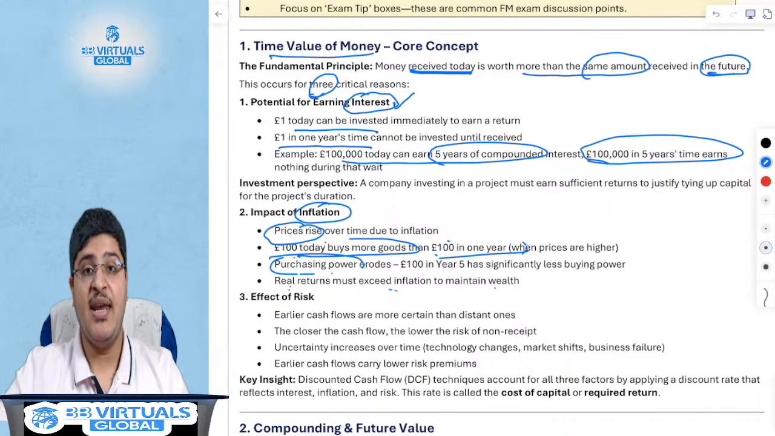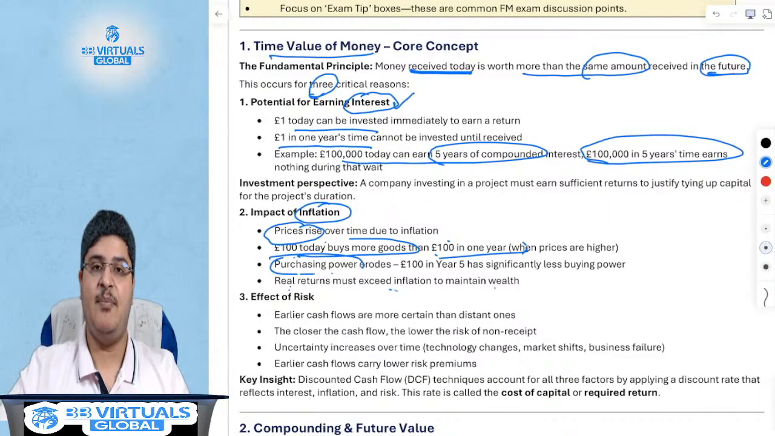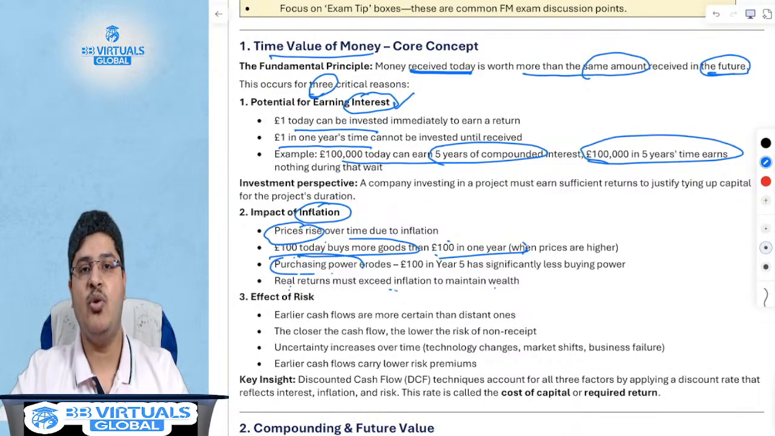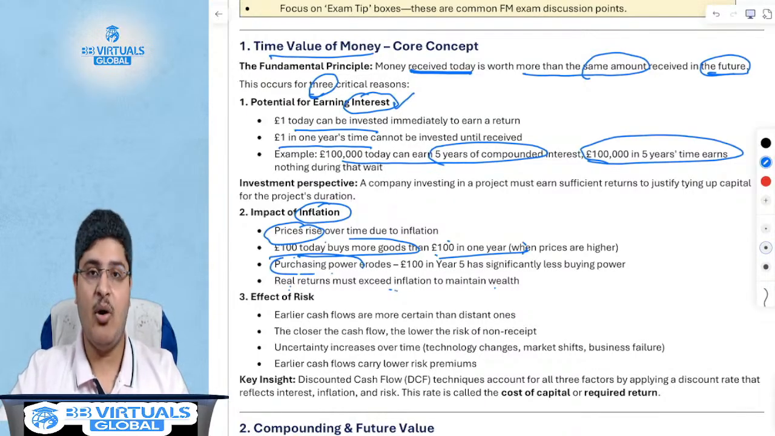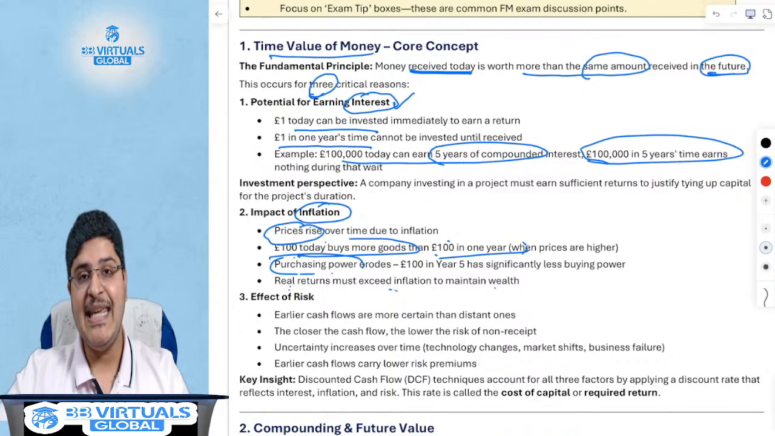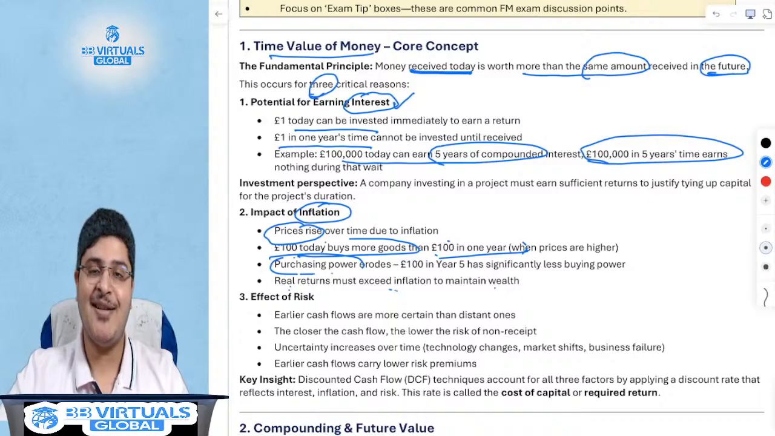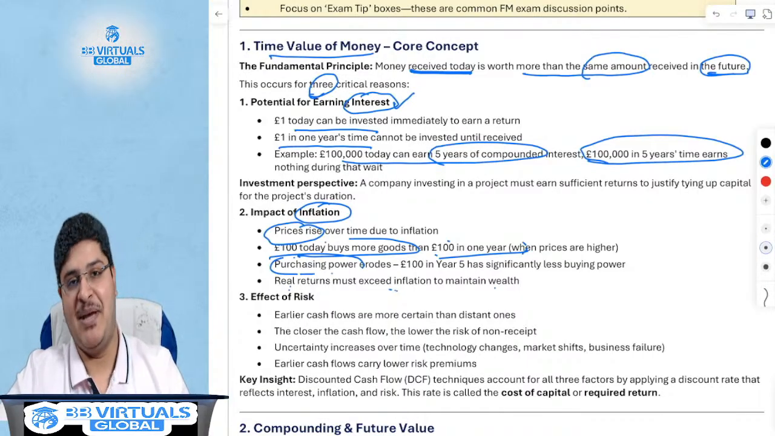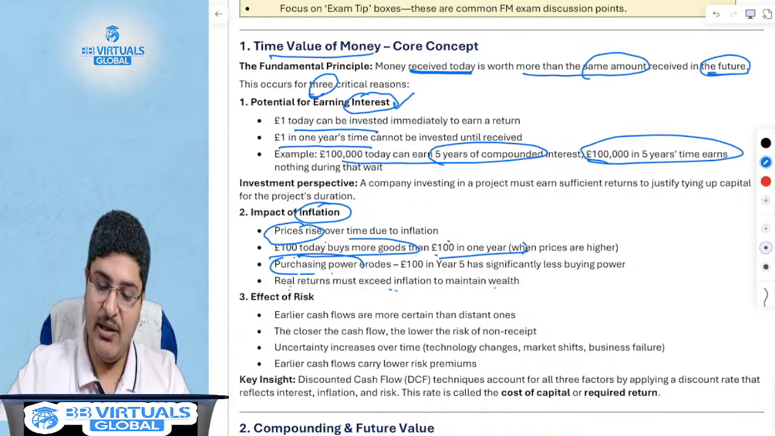Number 3, there is a risk. Let's say your friend tells you, I will borrow money from you today and give it back to you 5 years hence. Is there a risk or not? There is absolutely a risk, because you will ask yourself, will I even get back my money? So there is an element of risk.